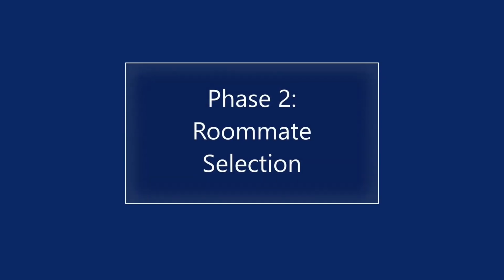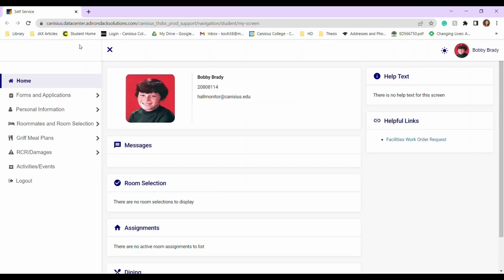Phase 2. Once the Phase 2 start date is passed, you can search for roommates. Note that your prospective roommate or roommates must have filled out an application as well. Once the roommate selection phase is started, no further housing applications can be submitted.